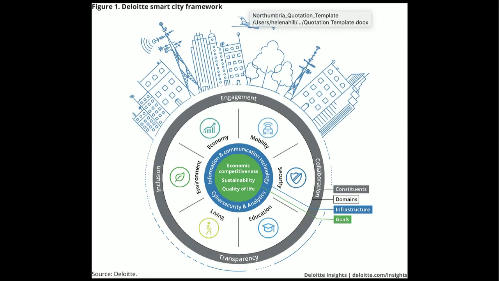This actually is a template from Deloitte, and it's about how we get people involved in the smart city in terms of engagement and collaboration. The transparency there, you'll see at the bottom, is so important. And also inclusion. So we can create a wonderful economy, good mobility, security, education, living environment. It's all to do with how we get people involved in smart cities.